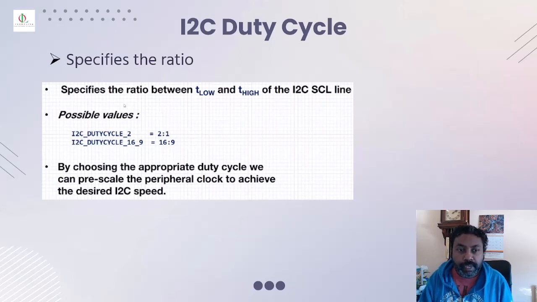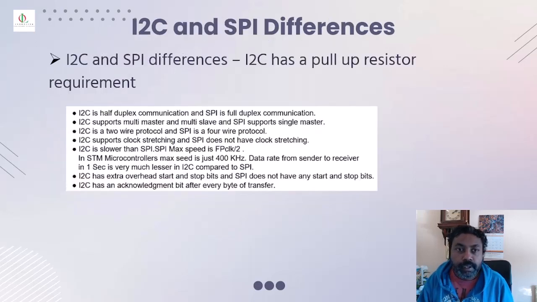So the possible values for the duty cycle are 2:1 or 16:9. By choosing the appropriate duty cycle, you can also pre-scale the reduction of the speed, to control when it comes to the peripheral clock, to achieve the desired I2C speed.